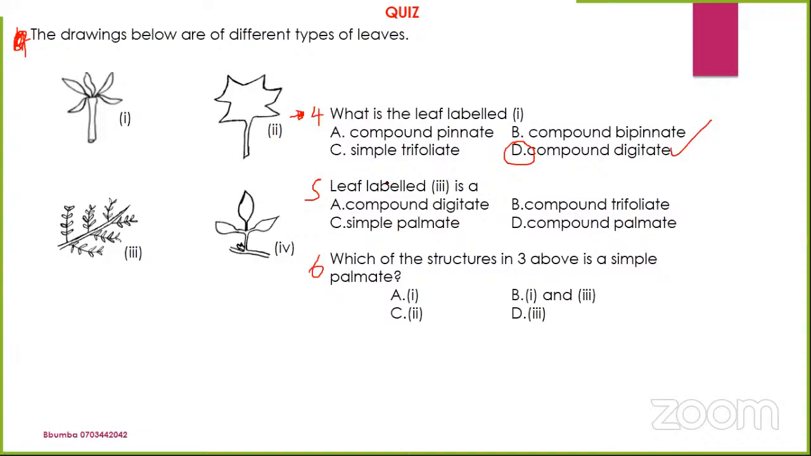Okay, number five says the leaf labeled three is a... Sherina. Yes, Sherina.